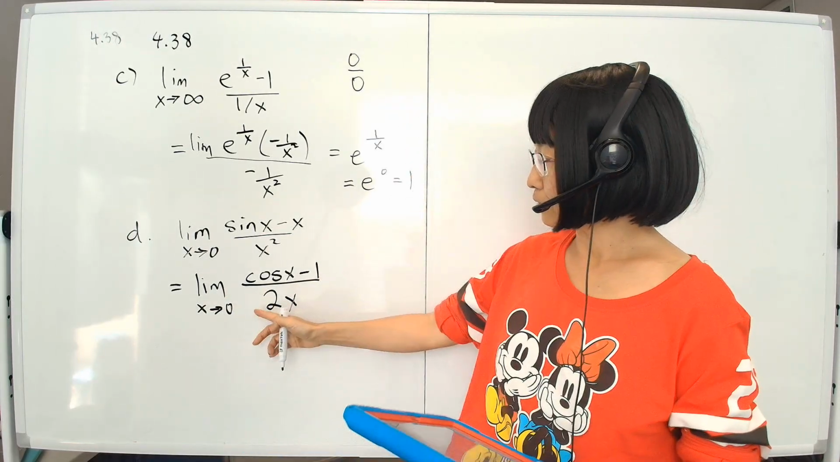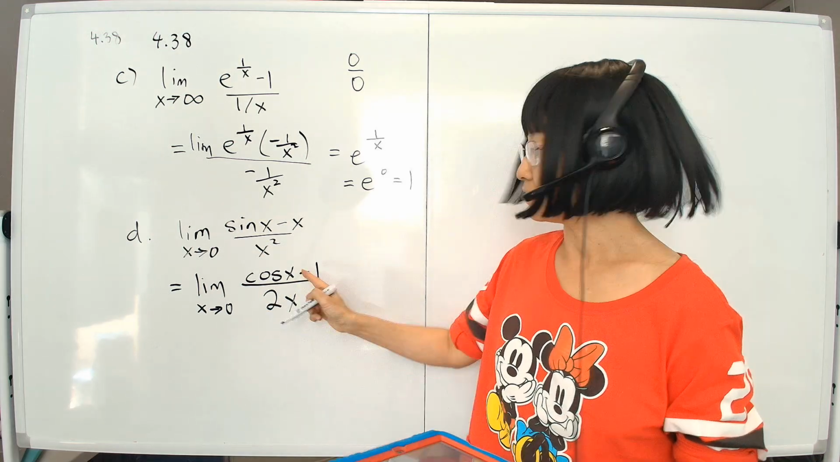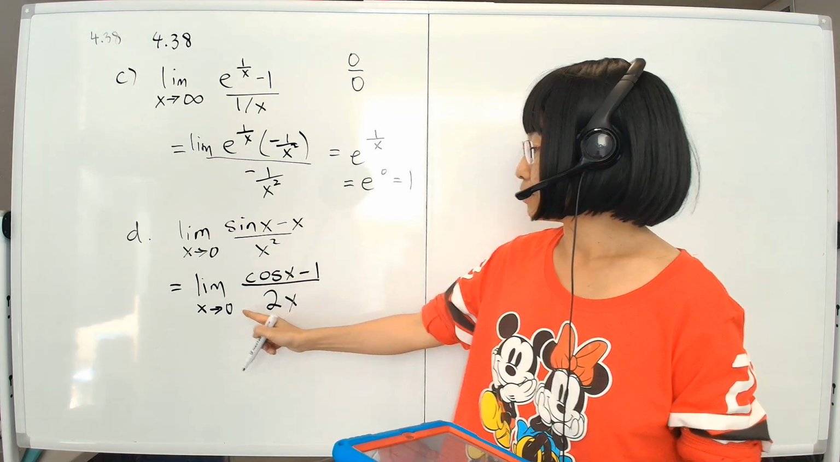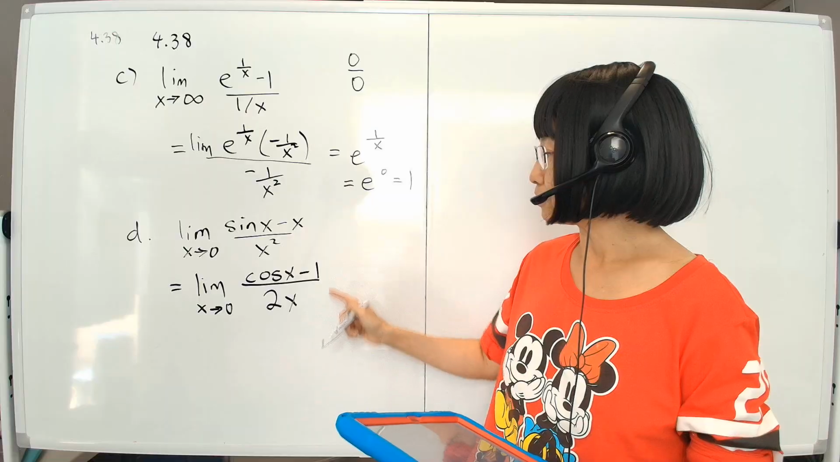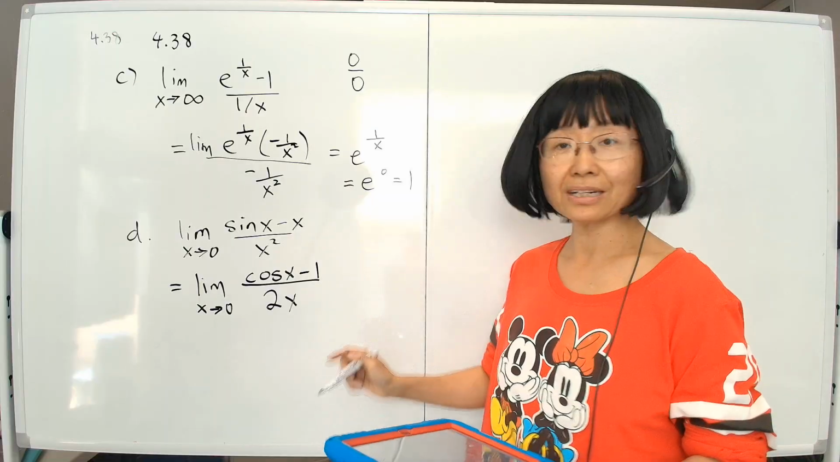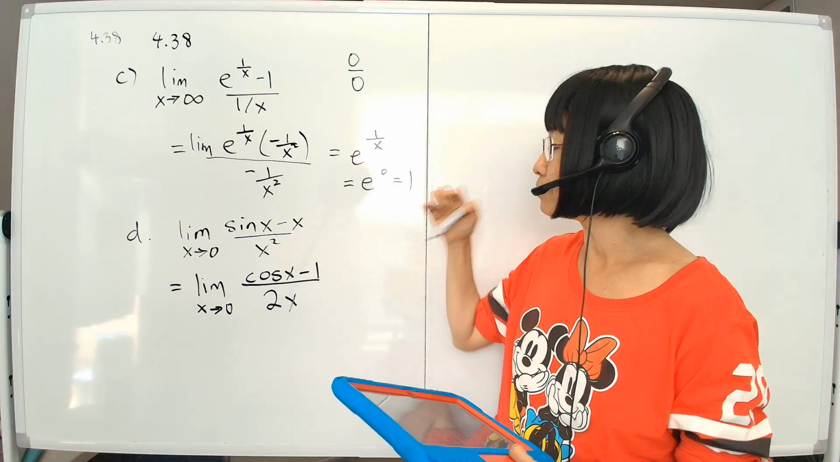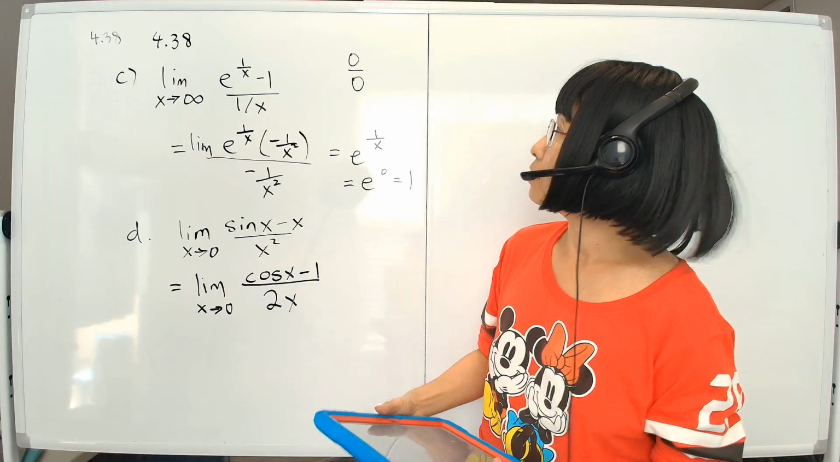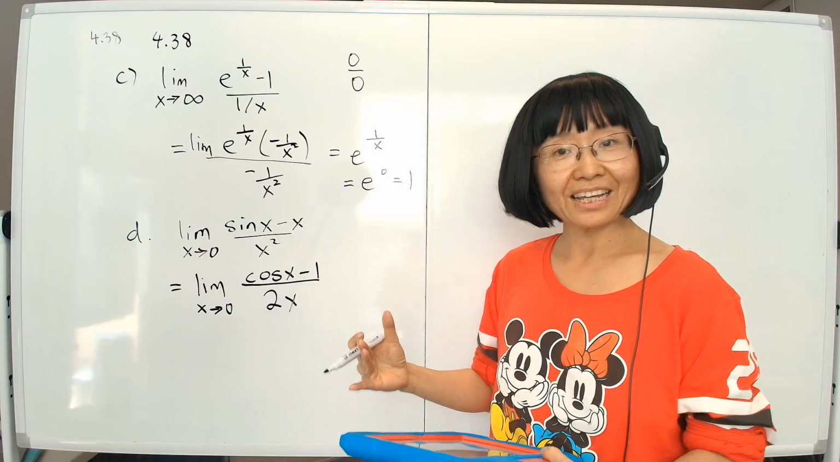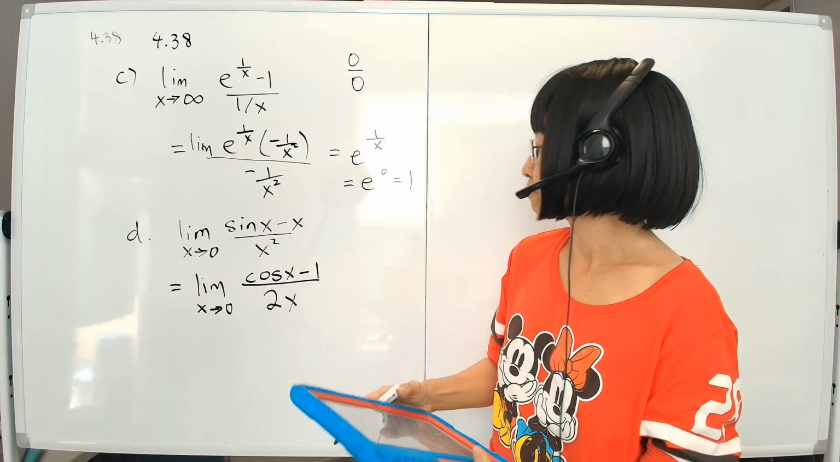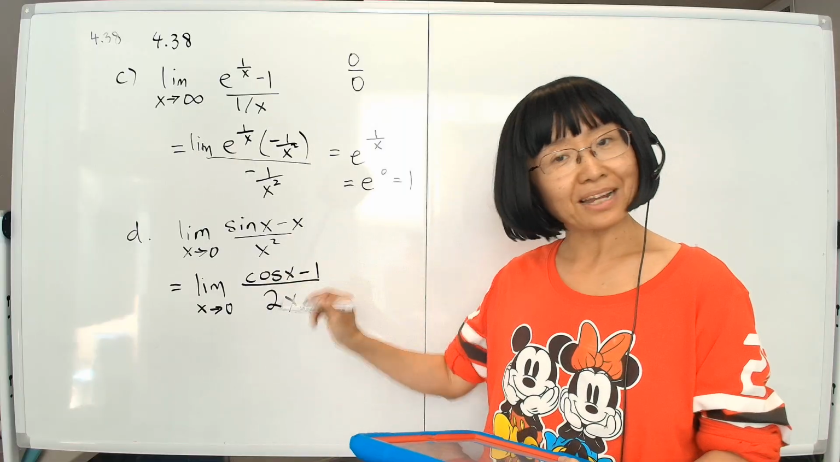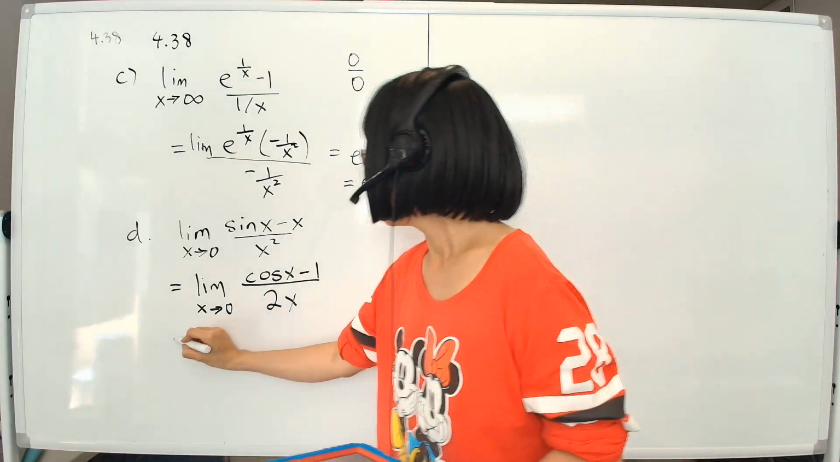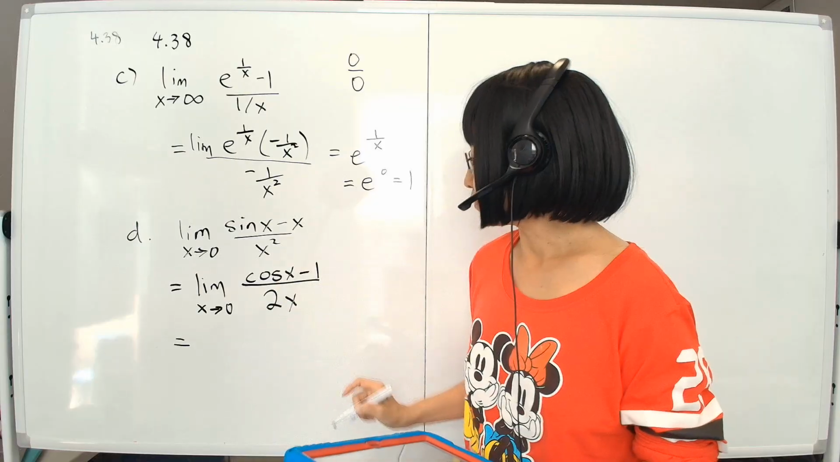Now, as x approaches 0, cosine 0 is 1. 1 minus 1, 0. The bottom is still 0. So we are not getting anywhere because we're still at the 0 over 0 situation. And so what is the limit? What we do is we take another derivative. So we'll do it again. Apply L'Hopital's rule again. Take the derivative of this thing.